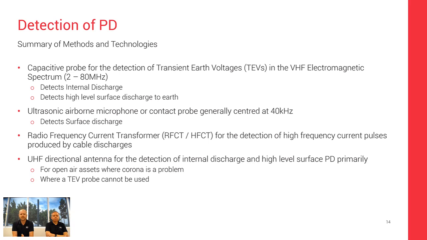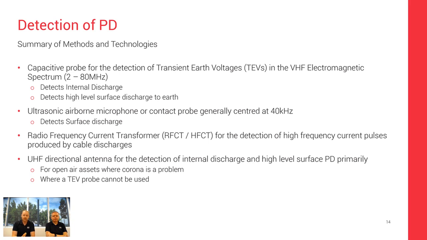So here we have four techniques. We've got what's called the transient earth voltage technique. With that one, we are detecting the tiny little voltage rises that are a byproduct of the EMF given off when sparks occur, or when PD occurs. We have ultrasonic airborne microphones, contact probes and an ultrasonic dish that will listen for the sound of the crackling and the arcing and corona as well. Corona will give off sound. And we listen in the ultrasonic range using these microphones to detect PD that we can't hear with our own ears, because a lot of the time our ears won't hear it.